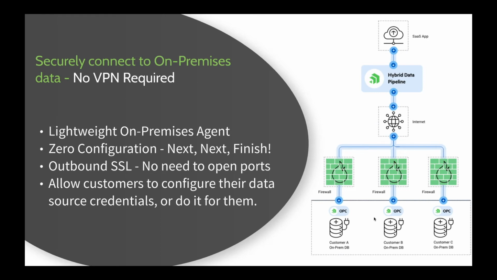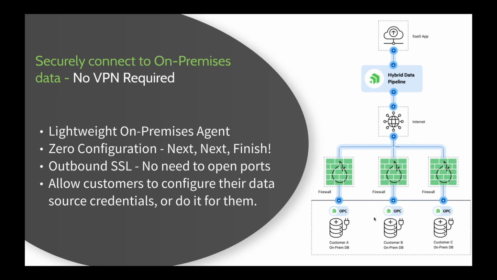So we have this small agent, much like a Dropbox or OneDrive client, that installs very easily on a Windows machine on their network. I call it a next-finish install. It's just an executable with a few configuration files in the folder. It uses outbound SSL to connect up to the Hybrid Data Pipeline. So you're not opening any ports on that remote firewall. And then all the configuration is handled right inside of the Hybrid Data Pipeline UI or through the management APIs.